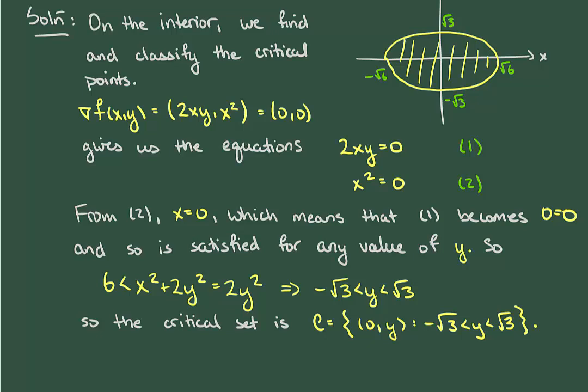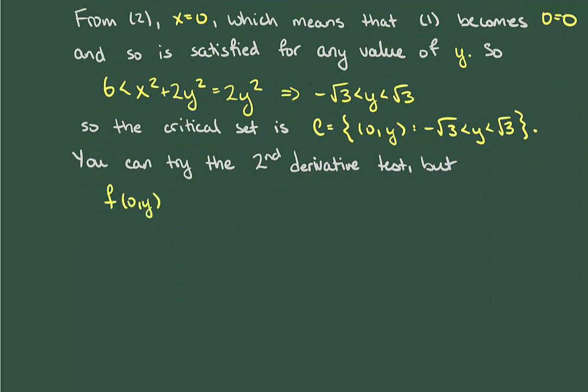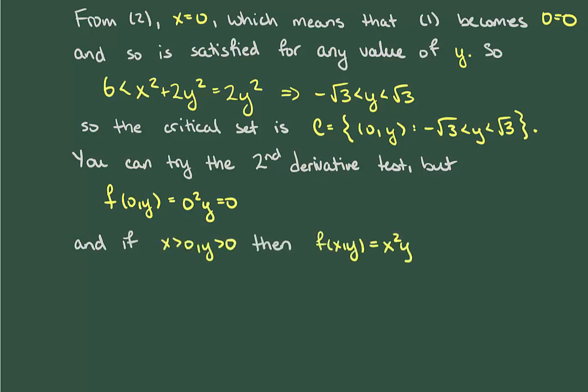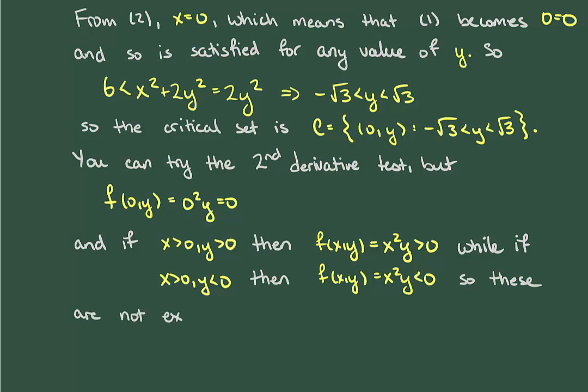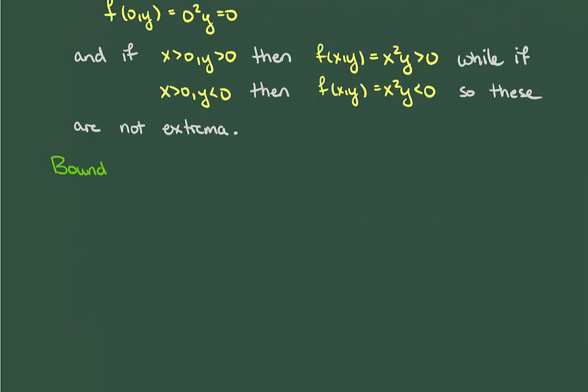So we have to classify all of these, and of course you're free to try and use the second derivative test if you like. However, it turns out that this is not at all necessary. The value of f on this set works out to just give 0. But it's easy to find points nearby which are both bigger than 0 and also less than 0. Thus, nothing in this set has the potential to be an extremum. If the max and min exist, they must therefore occur on the boundary corresponding to x squared plus 2y squared equal to 6.